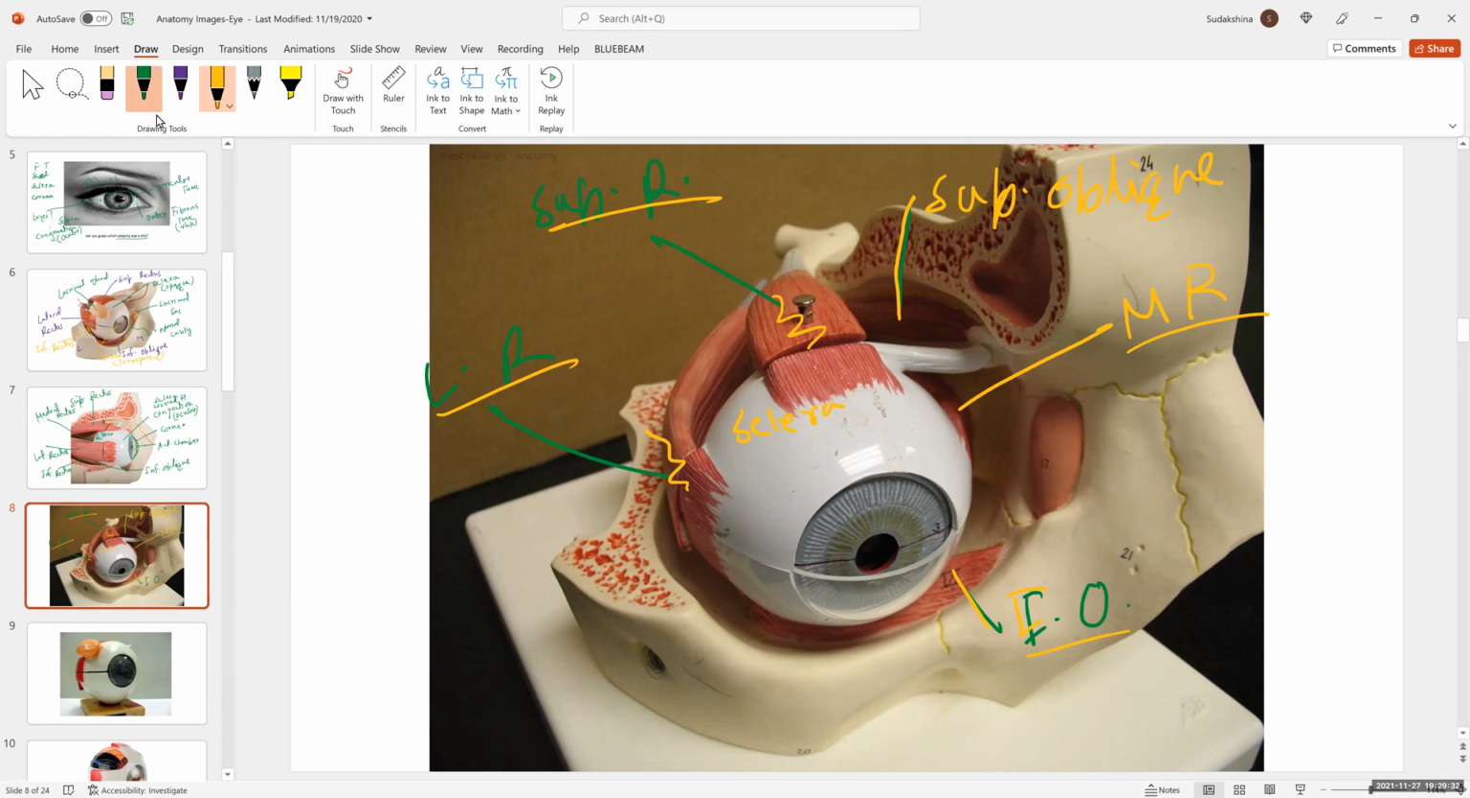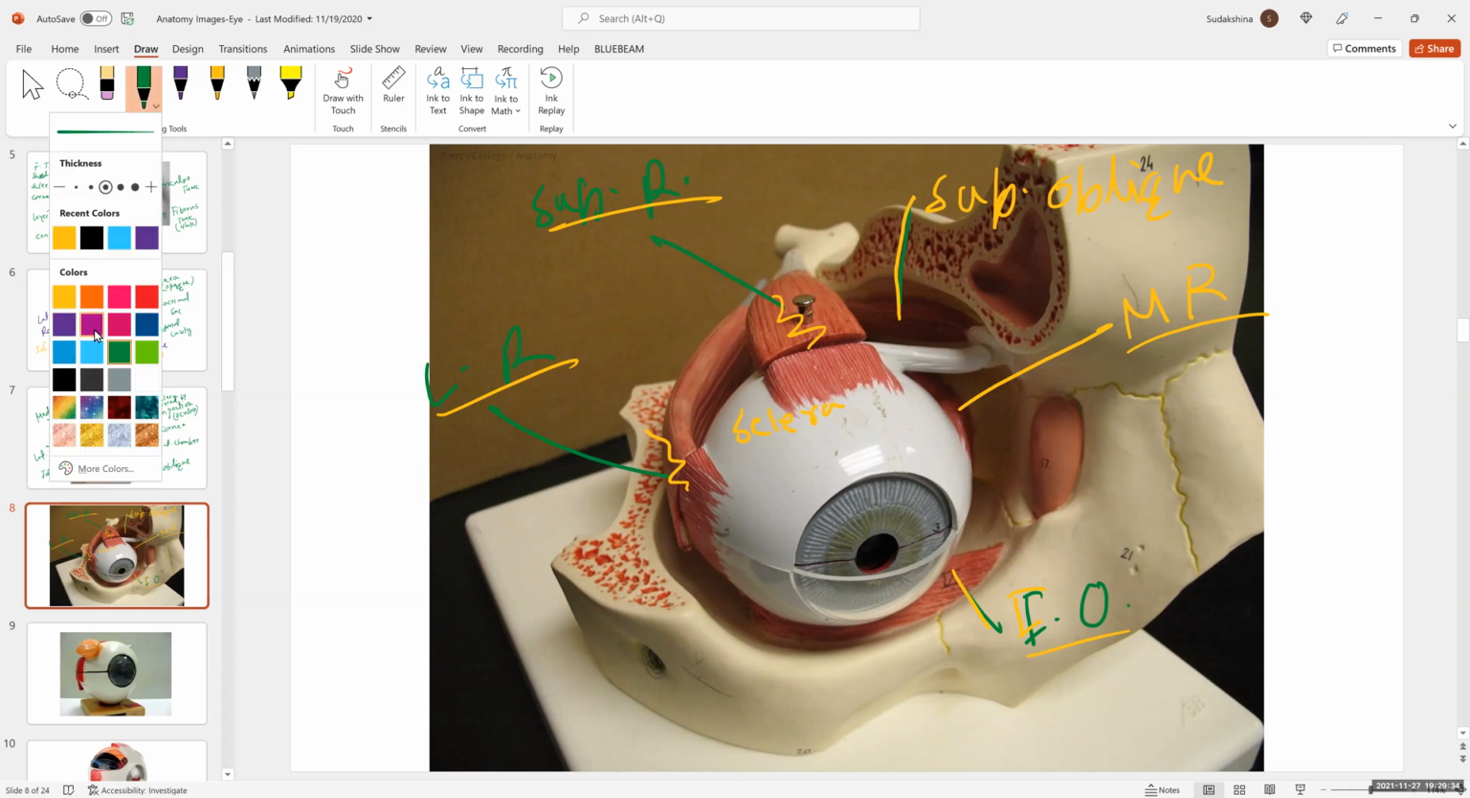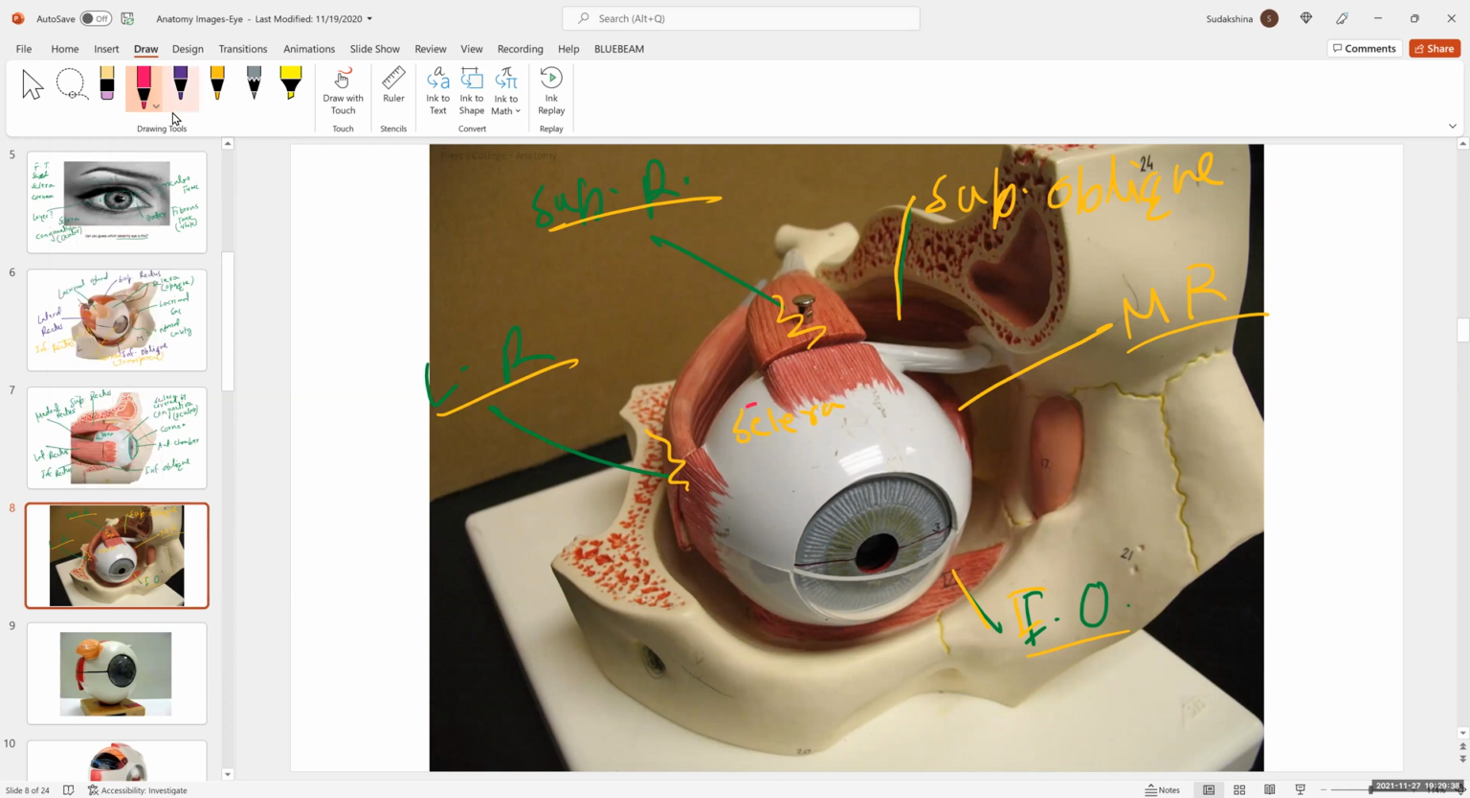Find a bright enough color. Okay, hopefully that should work. Sclera, just sclera. Here, again, see, not shiny, shiny. This is sclera plus ocular conjunctiva.